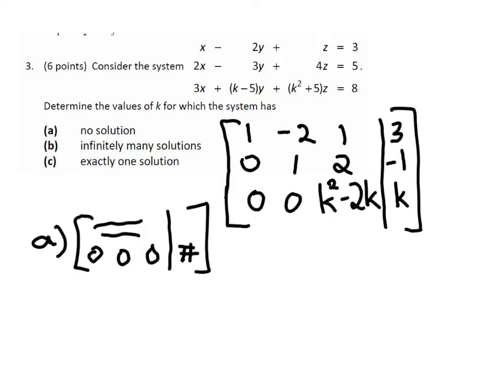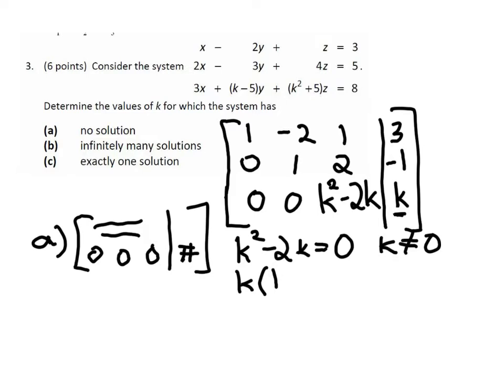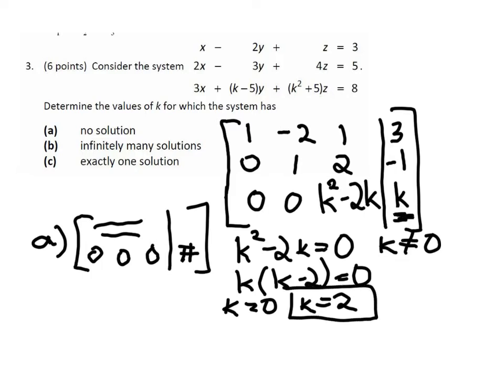So we'll have no solution if k squared minus 2k does equal 0, but k over here does not equal 0. So going over to this equation and solving it, we can factor out a k, which maybe you guys did a long time ago. And so the solutions over here are k equals 0 or k equals 2. But we just said over here we want this entry to not be 0. So k equals 2 is the value that will result in this thing having no solution.